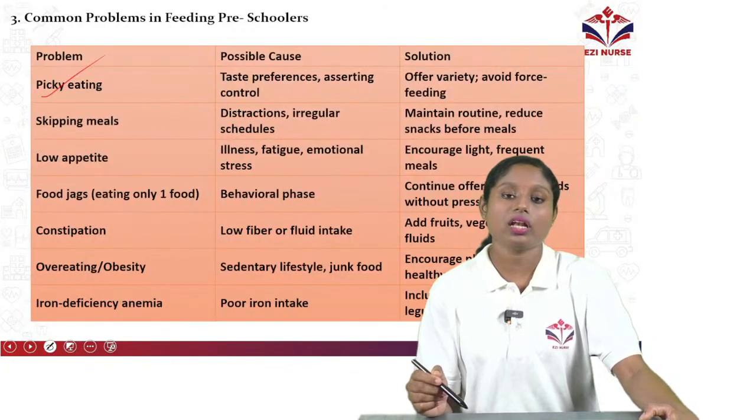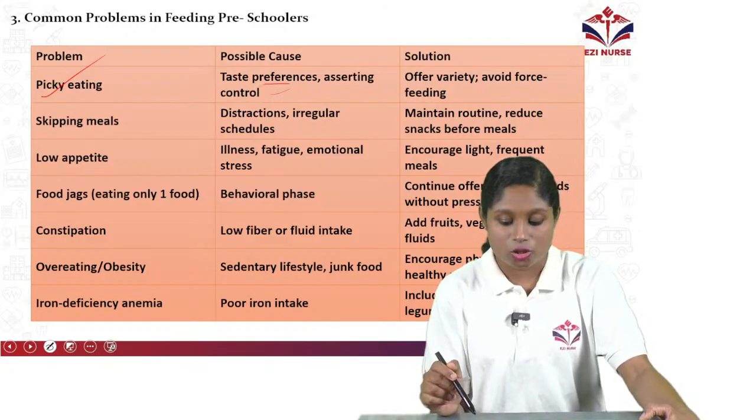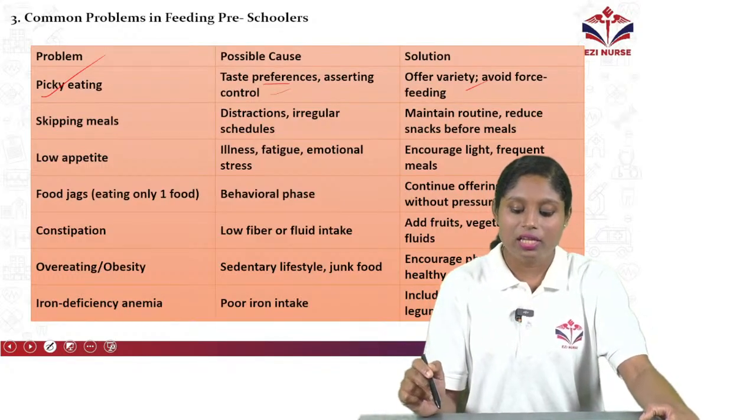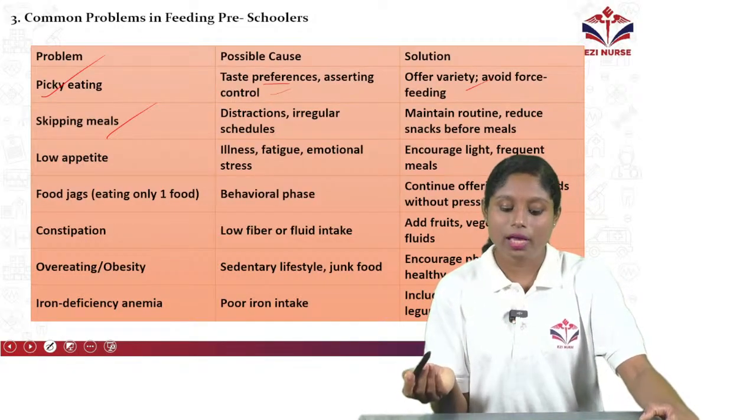Picky eating. So they will have picky eating. What is the cause? Maybe taste preference, asserting control. So the solution: offer variety and avoid force feeding. Skipping meals. Maybe why they are skipping meals?